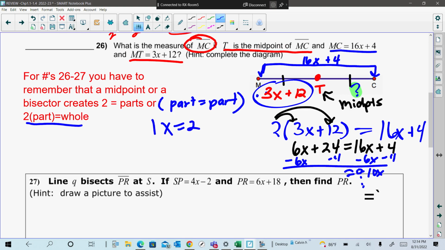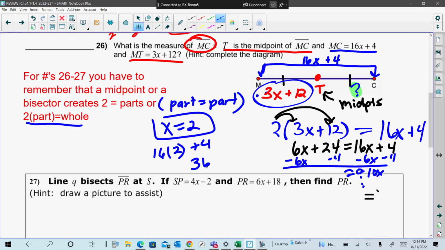You have to solve your x in order to get to your segment MC. You're going to plug it in for MC, which is the 16x plus 4, which is 16 times 2 plus 4. That comes out to be 36 as your answer.